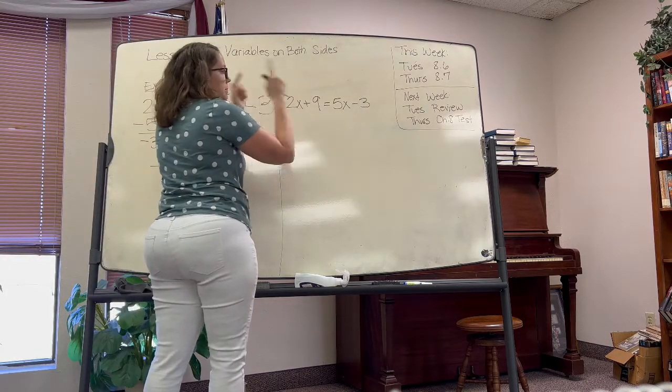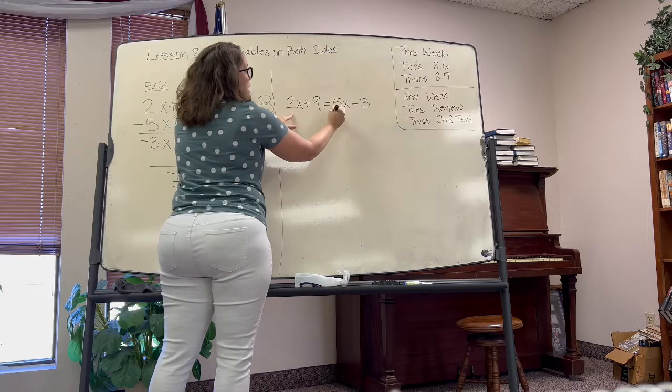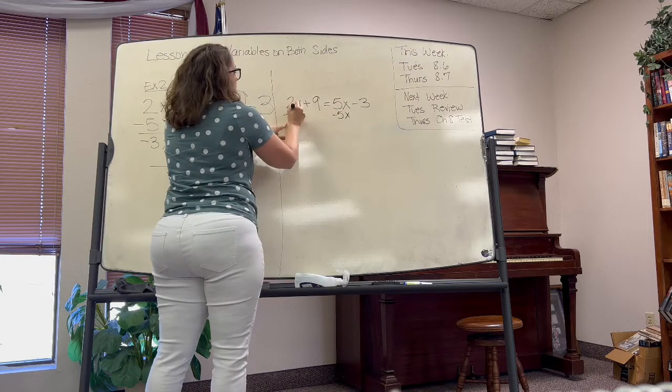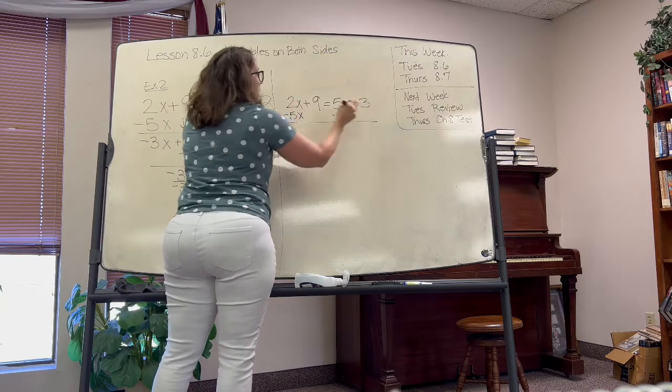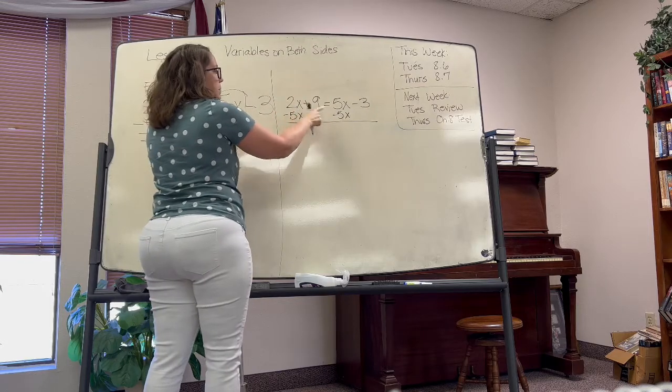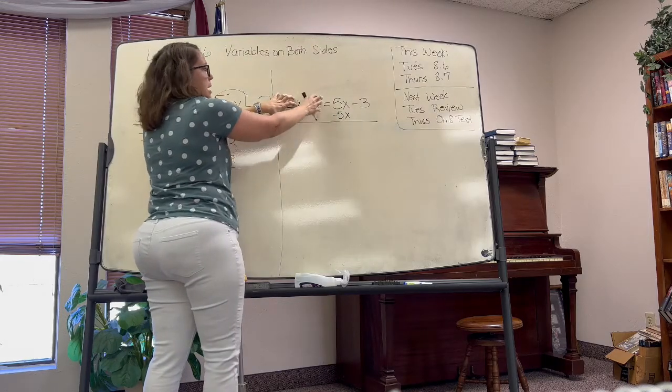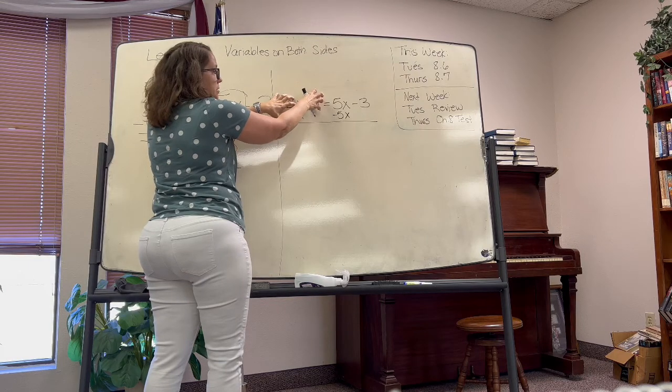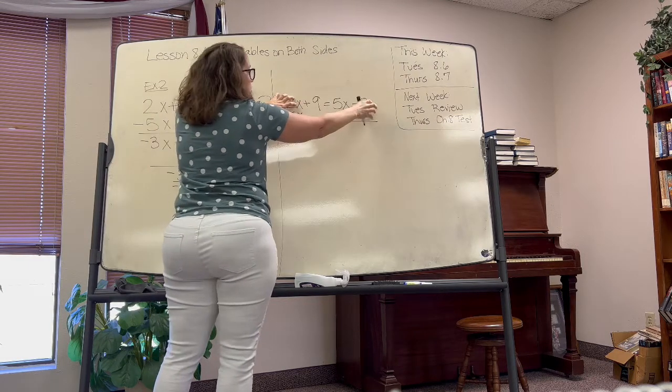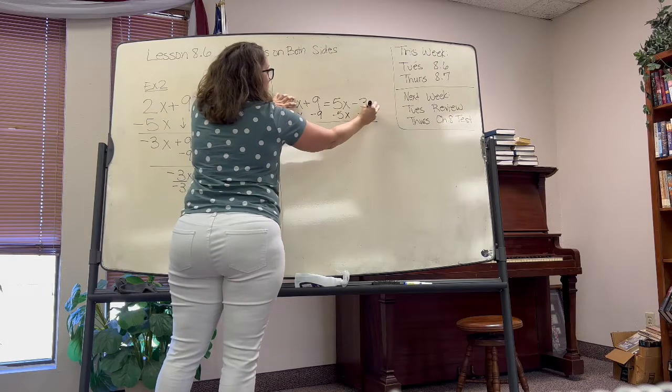So I'm going to first, in my mind and on paper, take care of my x's. So I'm going to do minus 5x, minus 5x. And at the same time, because my x's are going to the left, I'm going to move my constant numbers to the right. So I'm going to subtract 9 and subtract 9.